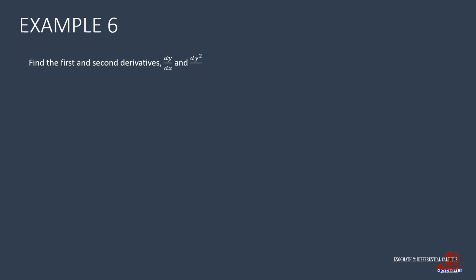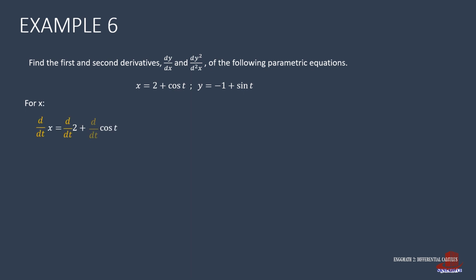The sixth example consists of the parametric equations x is equal to 2 plus cosine t and y is equal to negative 1 plus sine of t. Once more, take the derivative of 2 and cosine t, where the first term becomes 0, and the second term comes as negative sine of t. Do the same with y to have the derivative of 1 and sine of t, which becomes 0 and cosine t, or simply cosine t for dy over dt.